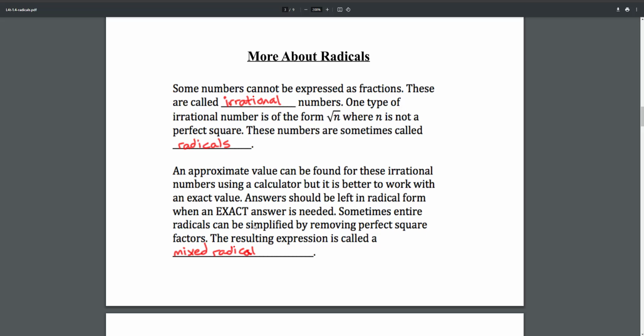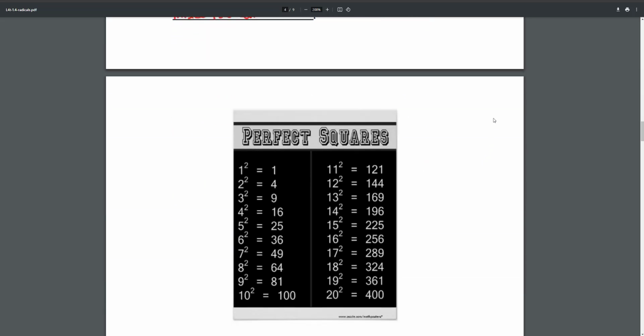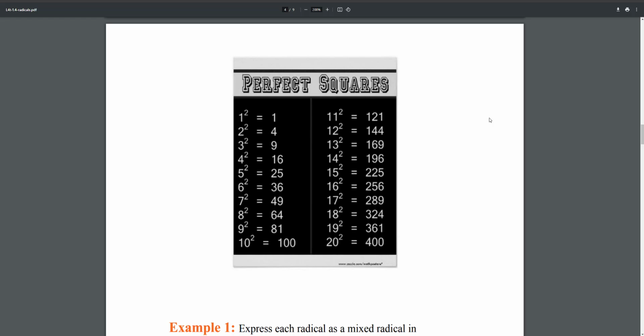Sometimes entire radicals can be simplified by removing perfect square factors. The resulting expression is called a mixed radical. And now we have some numbers that I recommend you either memorize or just know.